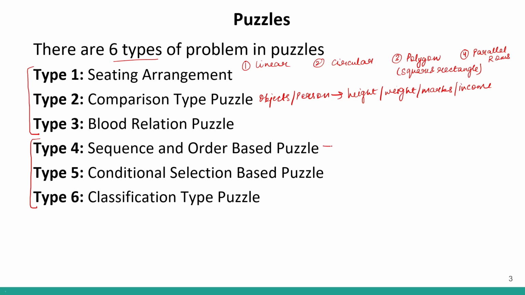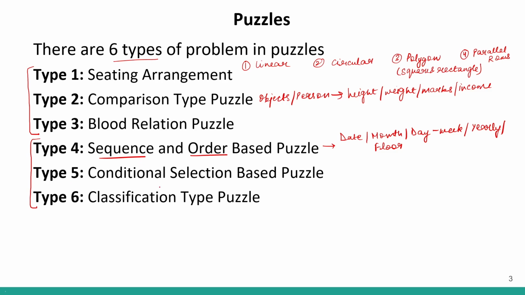So sequence and order based basically means we can arrange them date wise or month wise. We can arrange them day wise in a week, weekday wise. We can arrange them yearly, any chronological order. We can arrange them floor wise. So floor 1 till 7, floor 1 till 11, any sequence, any order, that kind of questions can come in sequence and order based puzzles.